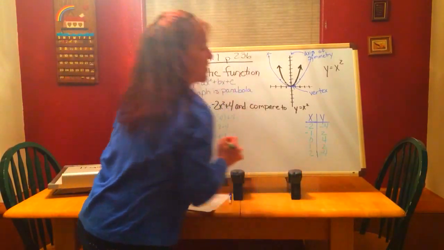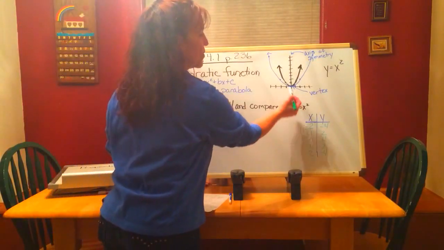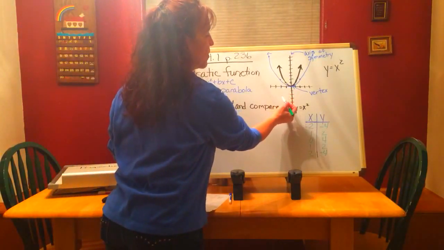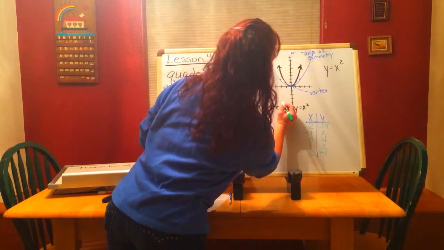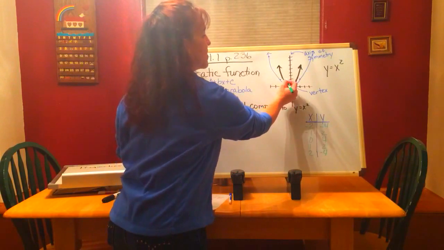So when we plot these points, we're going to do -2, -4, which is down here. -1, 2 is here.